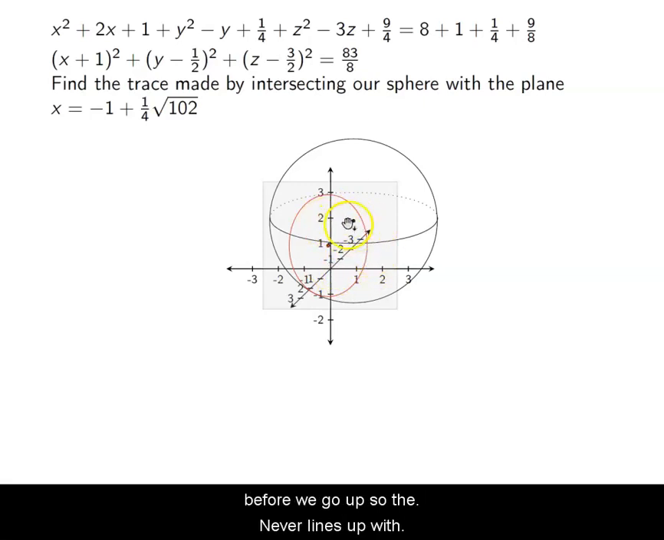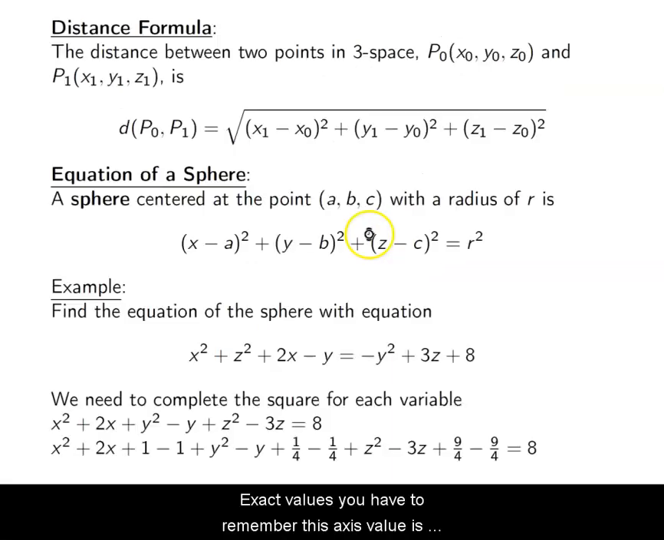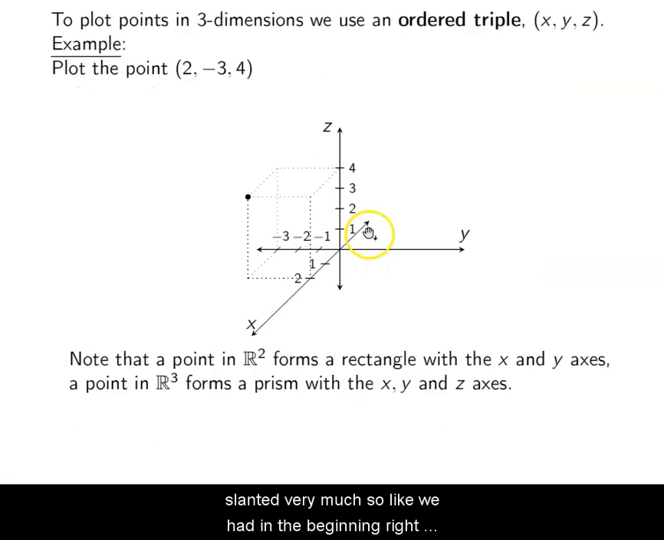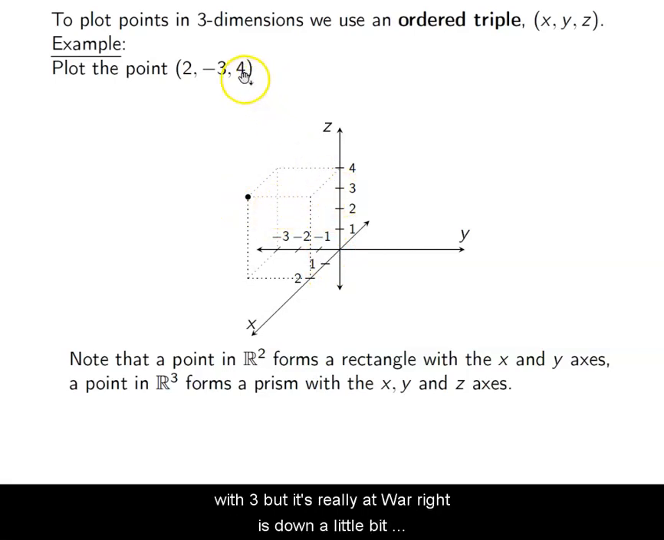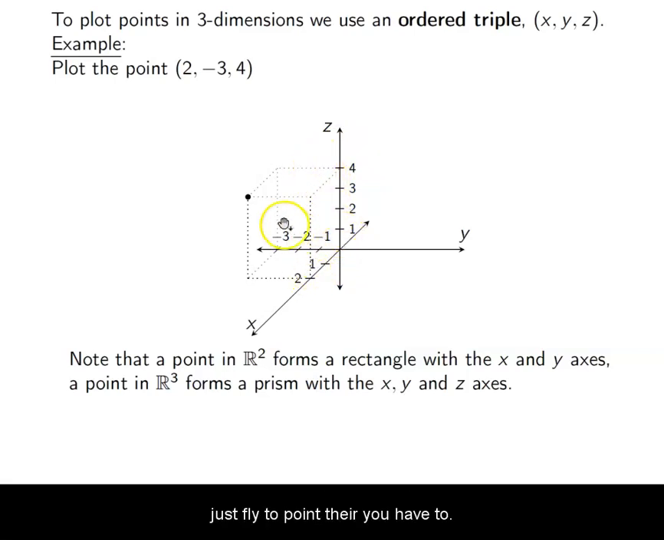So the dot never lines up with the exact values. You have to remember this axis value is slanted, very much so like we had in the beginning, right? Everything is slanted. So this point looks like it matches up with 3, but it's really at 4, right? It's down a little bit because I had to come down and over and then up. So, right, come over and then down after I went up. It all makes sense. It is never going to be, oh, it's -1, -1, and 4, and you just plot a point there. You have to go with the skew that you have, right?